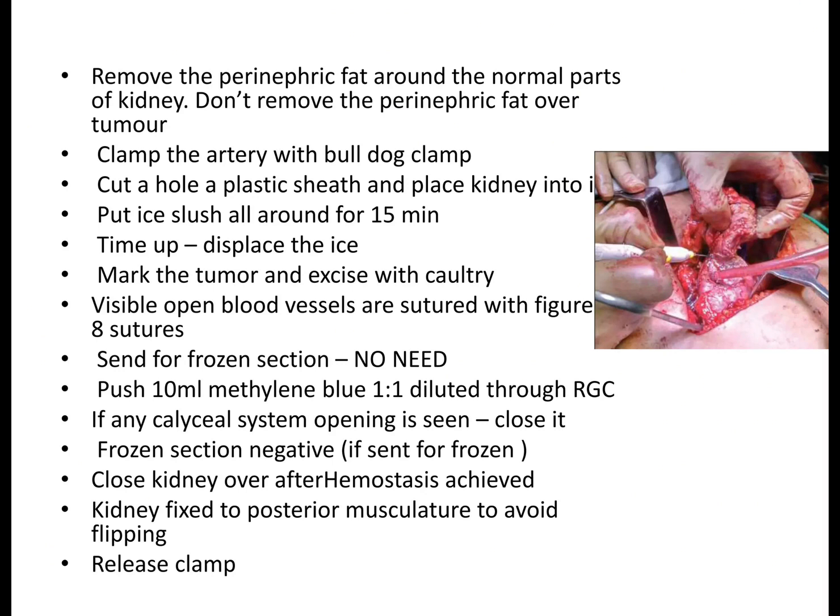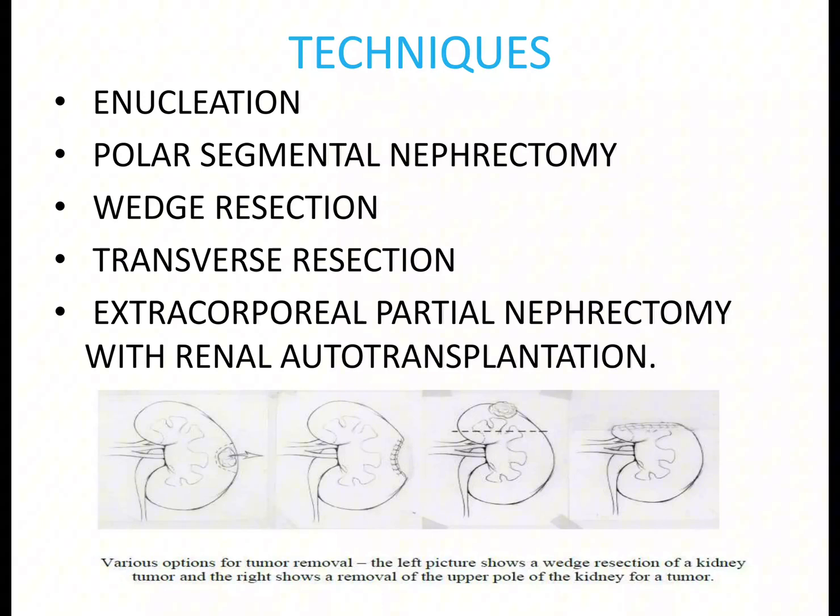So these were all the steps of partial nephrectomy, and these are the various techniques to be applied: enucleation, polar segmental nephrectomy, wedge resection, transverse resection, and extracorporeal partial nephrectomy with autotransplantation. I will not go into the detail of this.